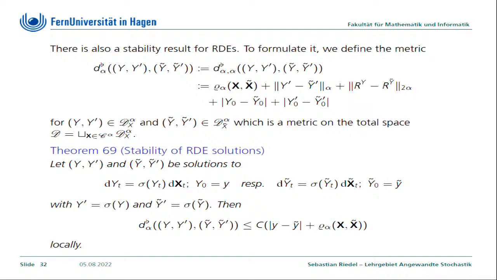Okay, and then the statement is here, you can bound the difference in the flat metric by the difference in the initial condition plus the difference in the rough path. And this is a local bound also. So be careful, locally here is really important. Okay. So you have a continuity of the rough integration as well.